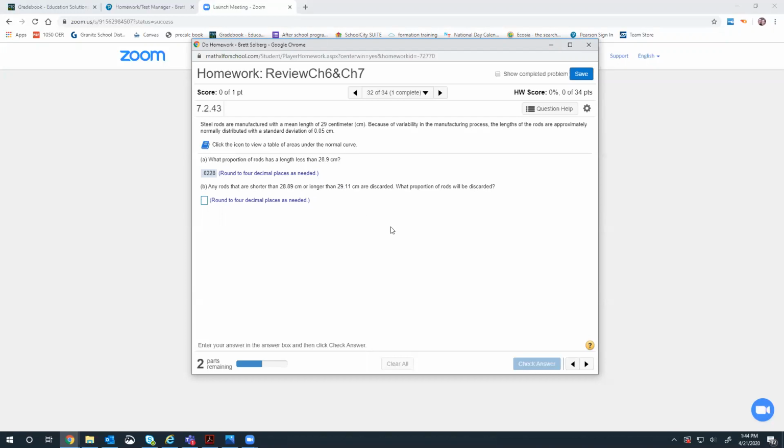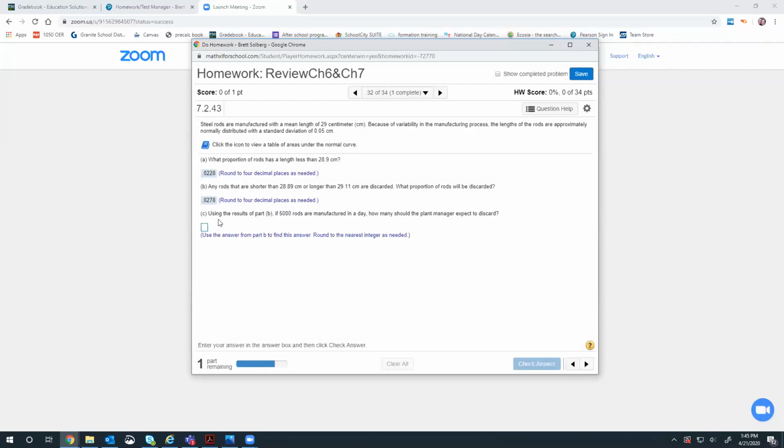So I'm going to, again, go to norm CDF. This time my lower bound is 28.89 and the upper bound is 29.11. The mean is still 29 and the standard deviation is 0.05. Now when I do that, I get 0.9721, or in other words, 97%. But that's the ones that we would keep. So I'm going to do the complement of that and do 1 minus that, and I get 0.0278. That would be the proportion that we're going to get rid of.